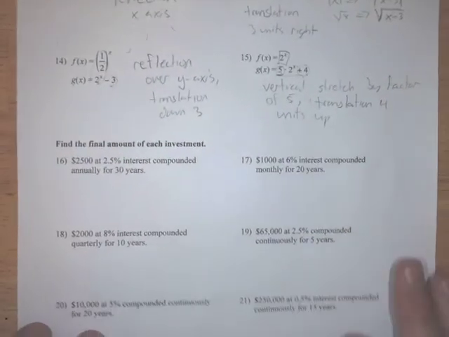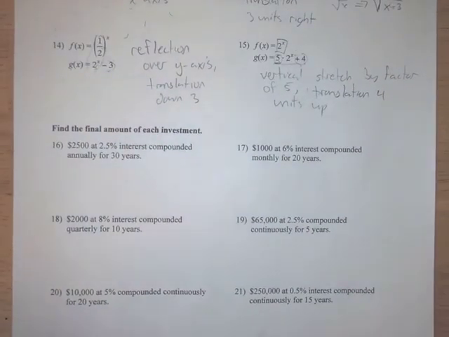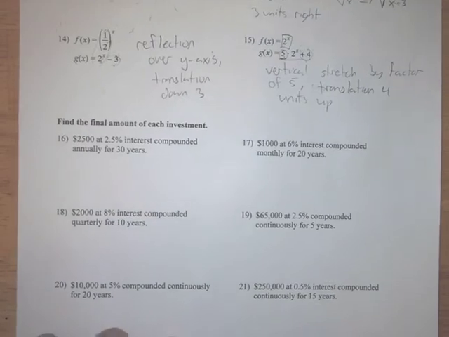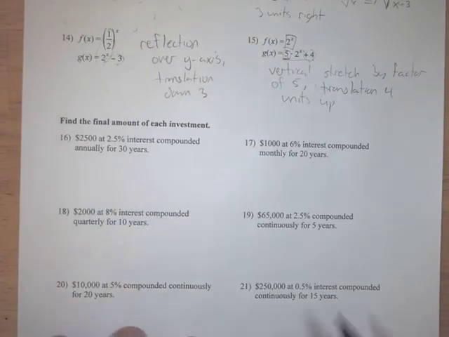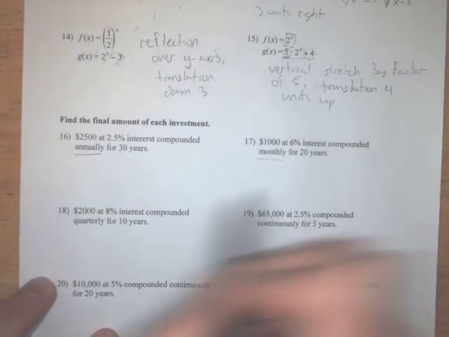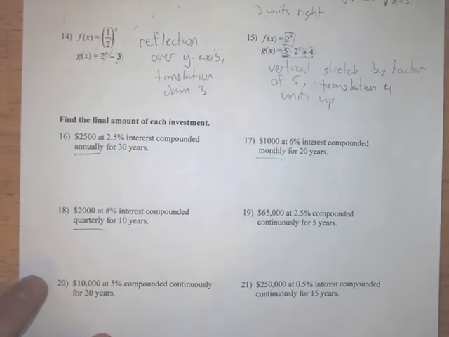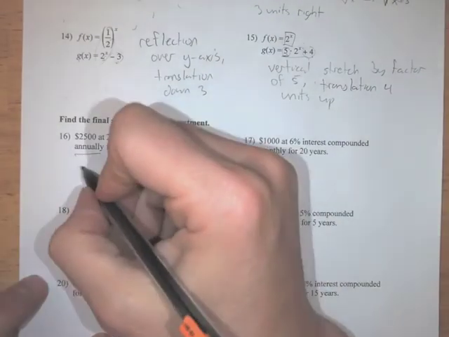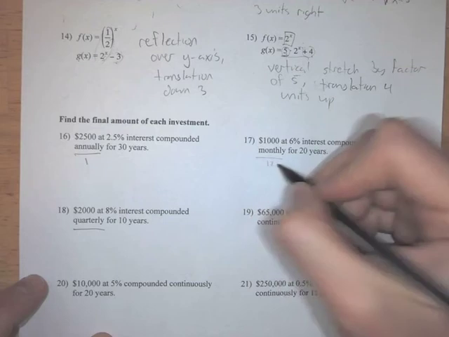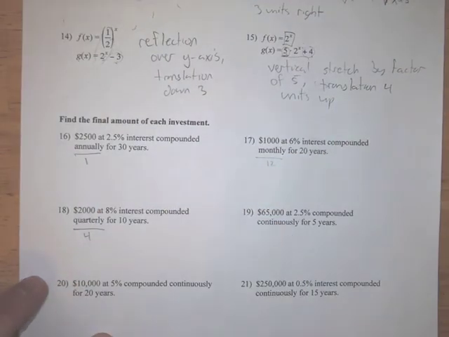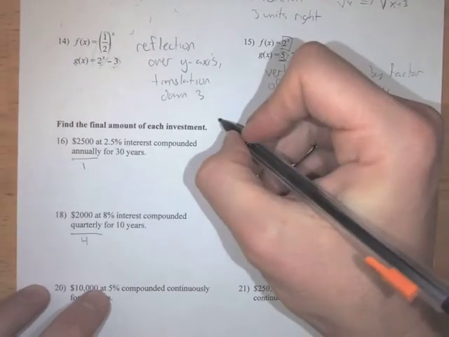Okay, let's take a look at the last 6, which are compound interest problems. So there's actually 2 formulas that you're going to need to know here. One is if you're compounding a specific number of times per year. When you see words like annually, monthly, quarterly, those are all a set number of times per year, right? Annually is once a year, monthly is 12 times a year, quarterly is 4 times a year. If you have a number of times that you're compounding per year, you're going to use this formula.